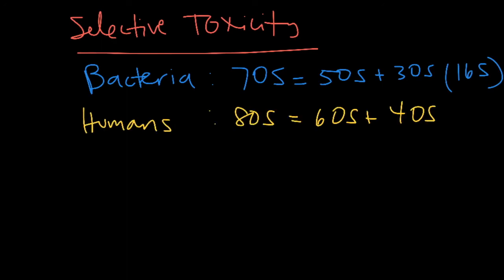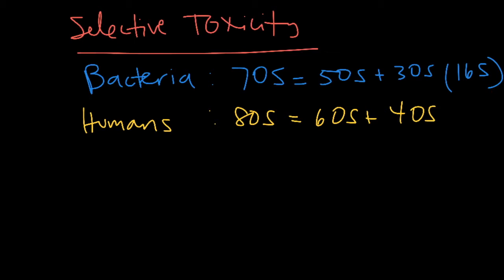So, how do drugs selectively target bacteria instead of humans? Well, bacteria have different subunits in the ribosome compared to humans. Bacteria have a total of a 70S ribosome, which is composed of the 50S subunit and the 30S subunit. And inside the 30S subunit is the 16S subunit, where most of the drug action happens.